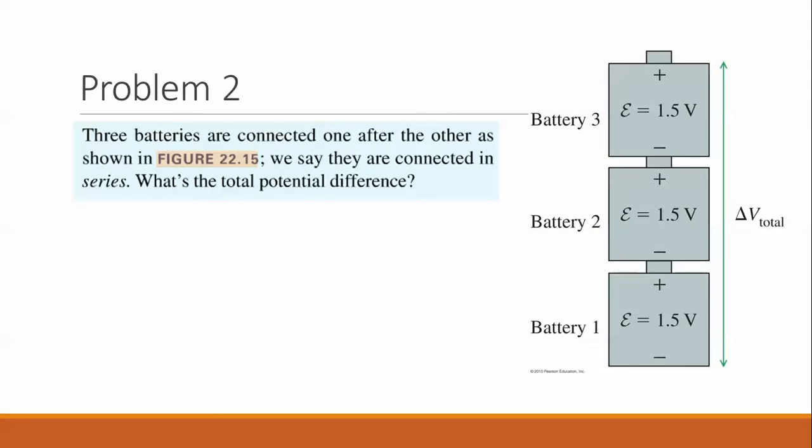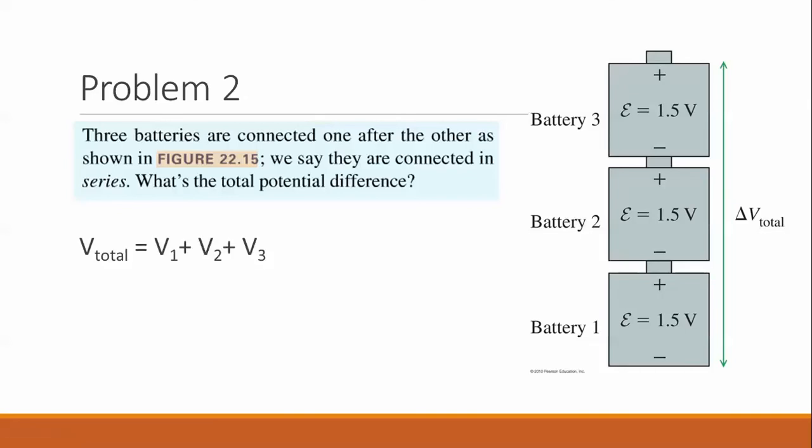So let's do another problem. Say we have 3 batteries connected one after the other as shown in this figure. We say they're connected in series. We're going to get to more detail about series and parallel circuits later. But what is the total potential difference across these batteries? So we're going to consider the work that it takes to go from this area which has 0 potential energy up to this part which has the maximum potential energy. And what is going to be the change in potential as we go through all of these batteries?